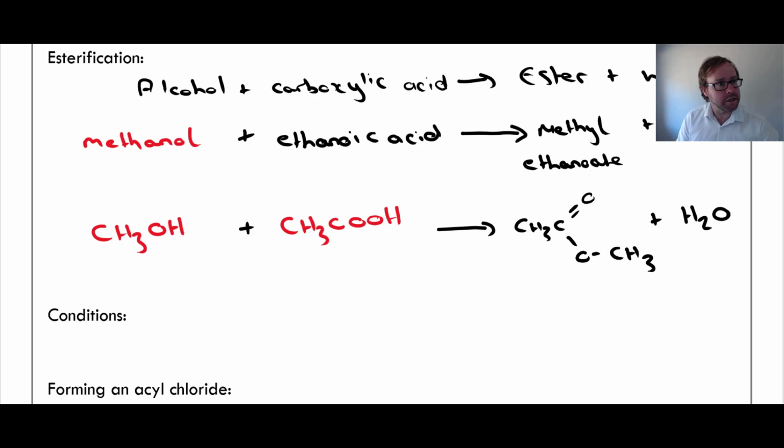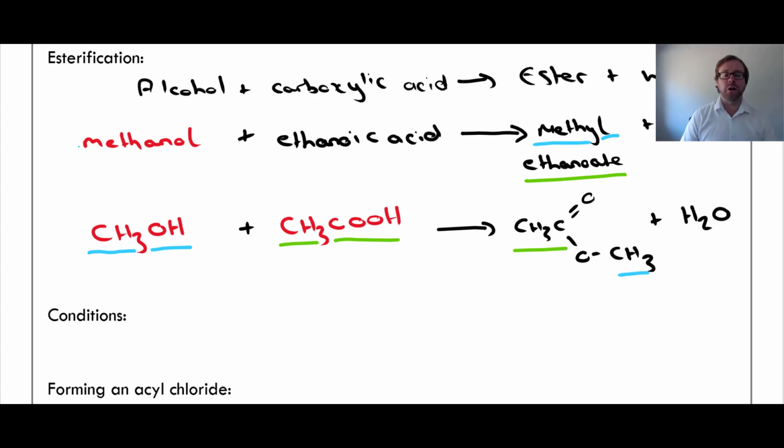So just in case you've forgotten, my methanol is the first part of the name, so methyl, and the second part of the name is my carboxylic acid, ethanoate. However, when we draw them, usually we draw the carboxylic acid bit first and the alcohol at the end. You can draw it the other way around, but this is the usual notation.